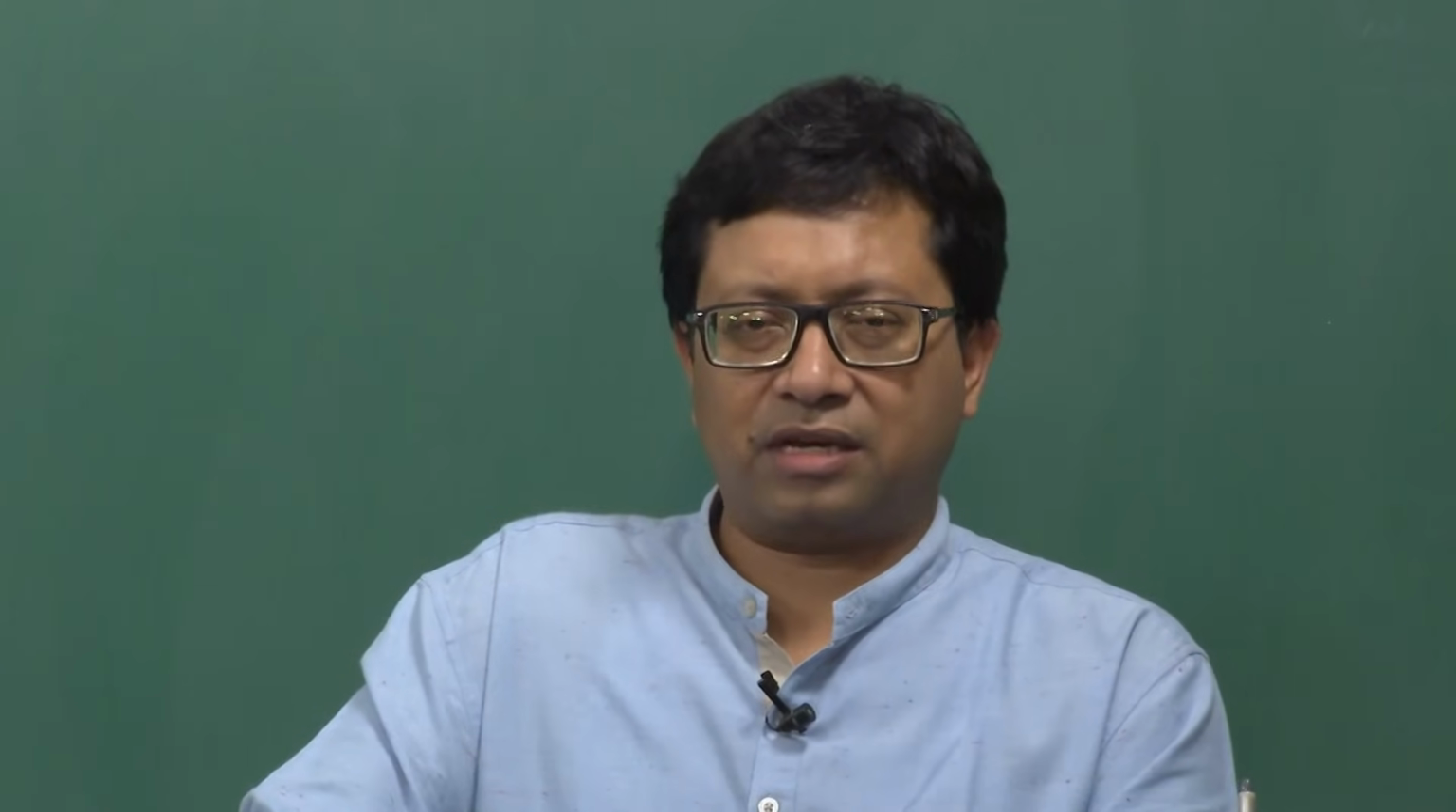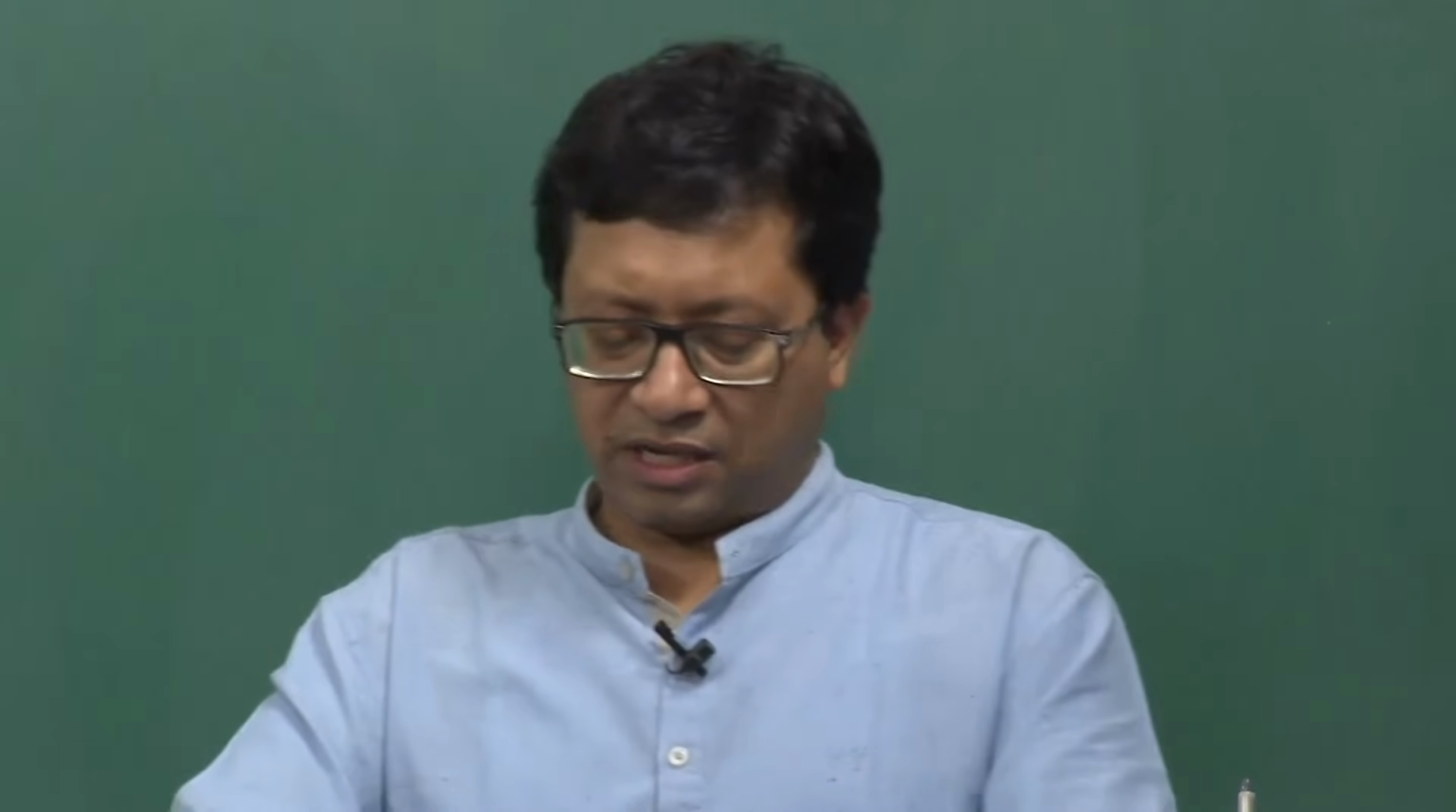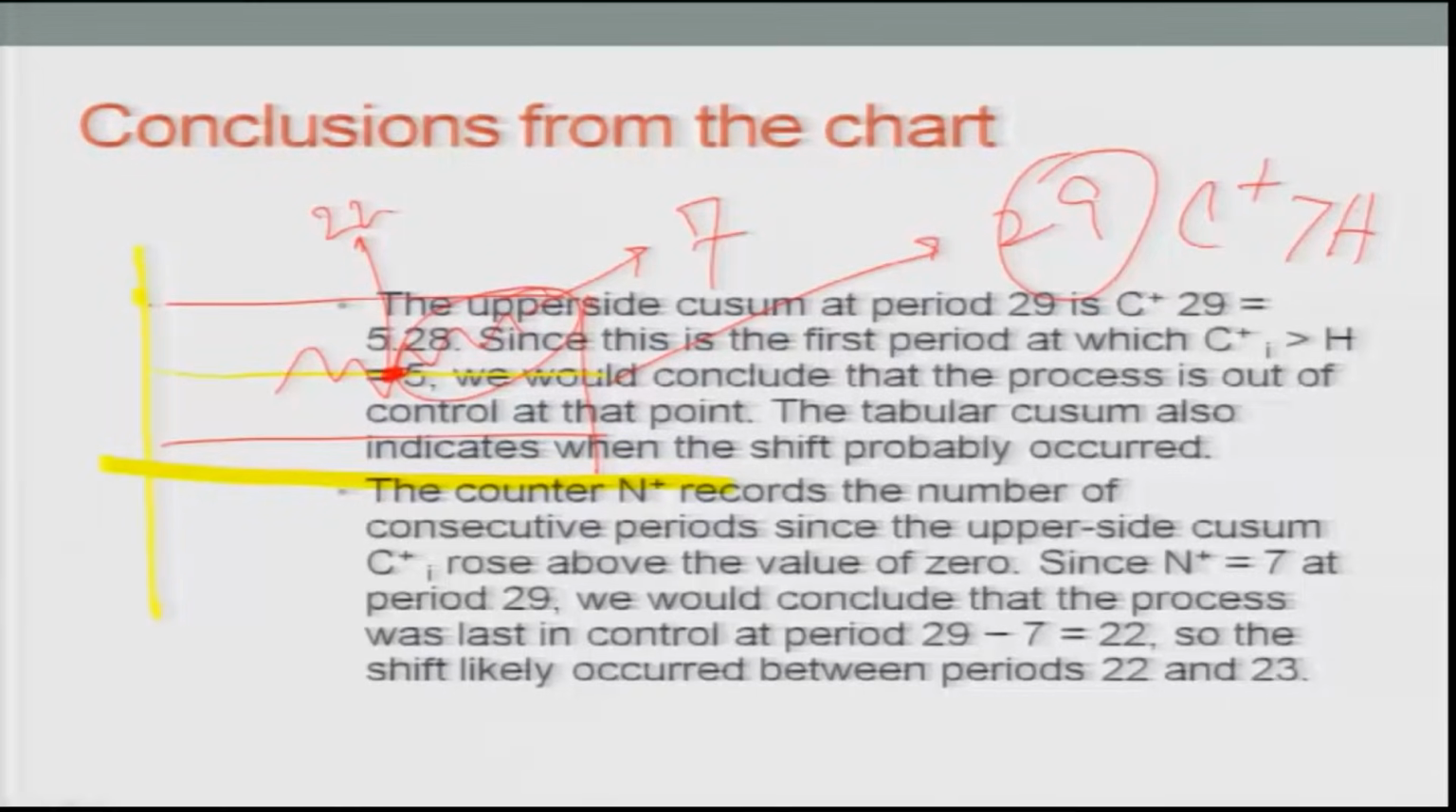So the trend which was happening is really in a direction, I am not saying wrong or right, such that some corrective action and some soul searching needs to be done in order to understand why the change is happening. So, continuing, I will again read it. Since N plus is 7 at period 29, we would conclude that the process was last in control at period 29 minus 7, which is 22.